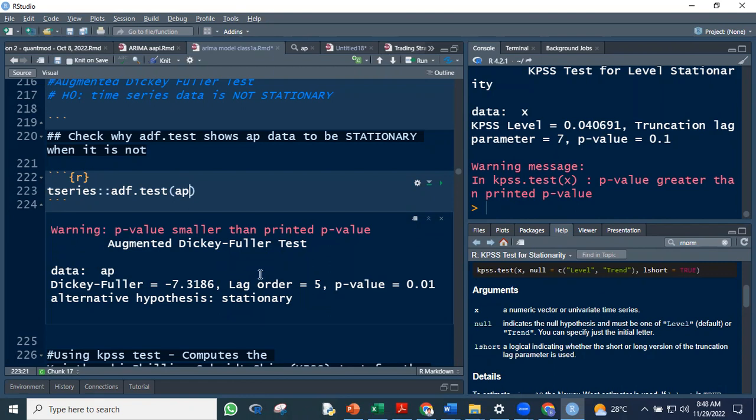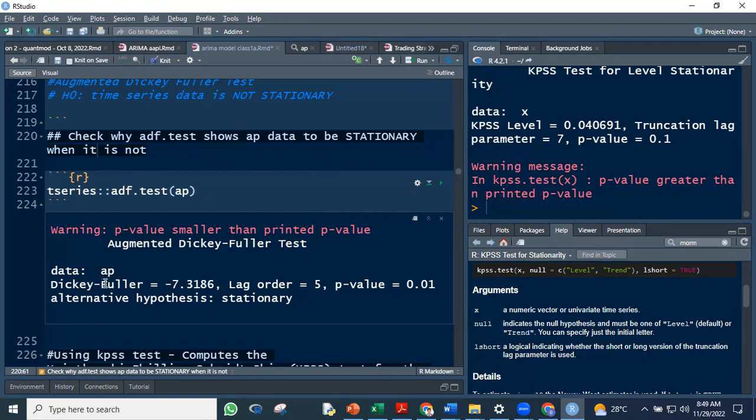What we expect is that we will not reject that null hypothesis, because AP is really not stationary. But when we ran the Augmented Dickey-Fuller test, the p-value is 0.01, which means that we are rejecting the null hypothesis that our data is not stationary. The alternative, which is stationary, shows up, so AP is stationary. That's why I put a note here: why does the ADF test show AP data to be stationary when it is not?